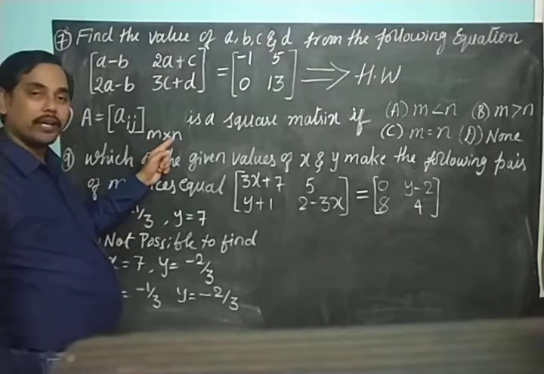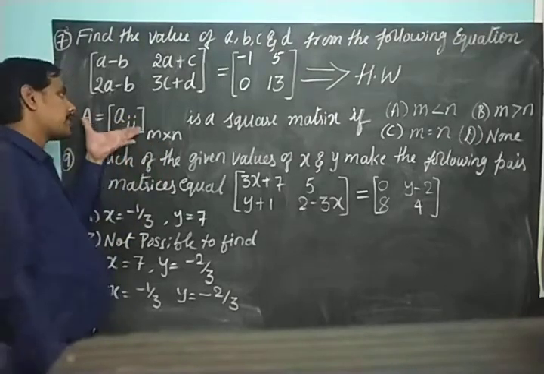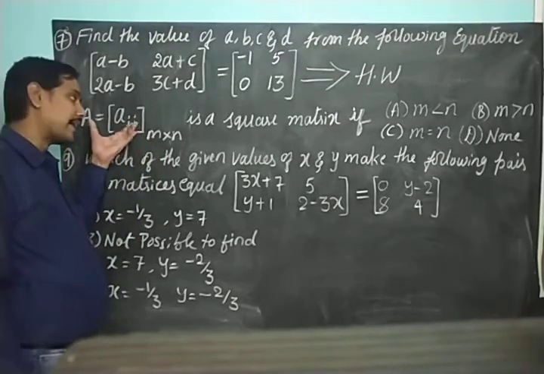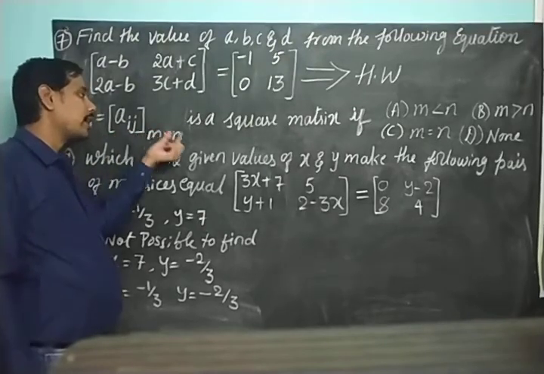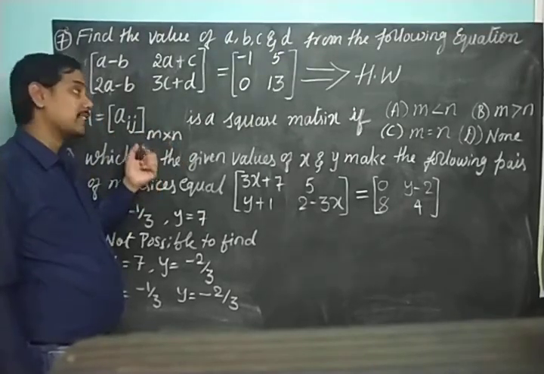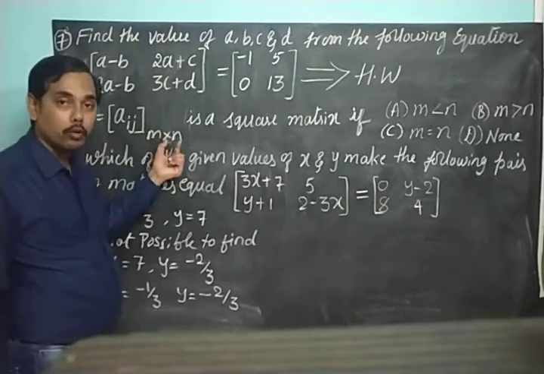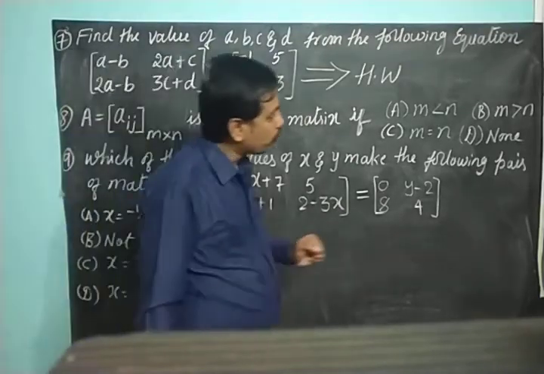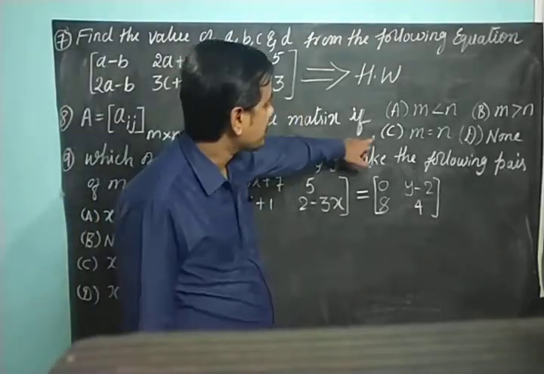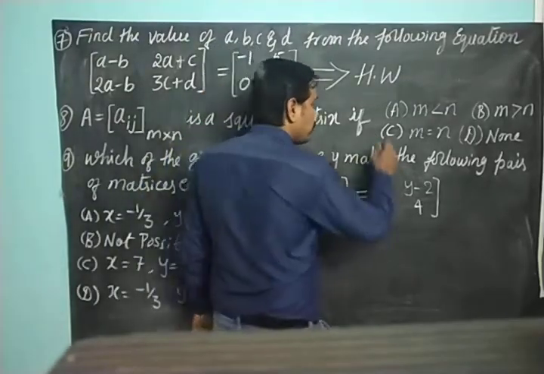M represents row and N represents column. For this particular matrix to be a square matrix, the number of rows should be equal to the number of columns. That is nothing but M should be equal to N. So do we have that option here? Yes, definitely M is equal to N.